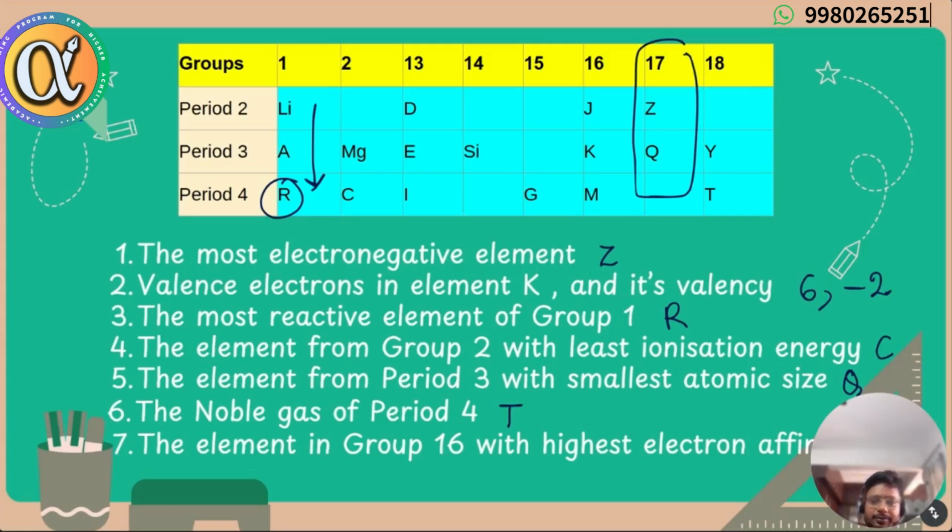The element in group 16 with the highest electron affinity. Is it J or K? It is K. It's always from period 3. Period 3 members will always have the highest electron affinity in their respective group, and after that, the trend is normal as you go further down. Yes, sir.